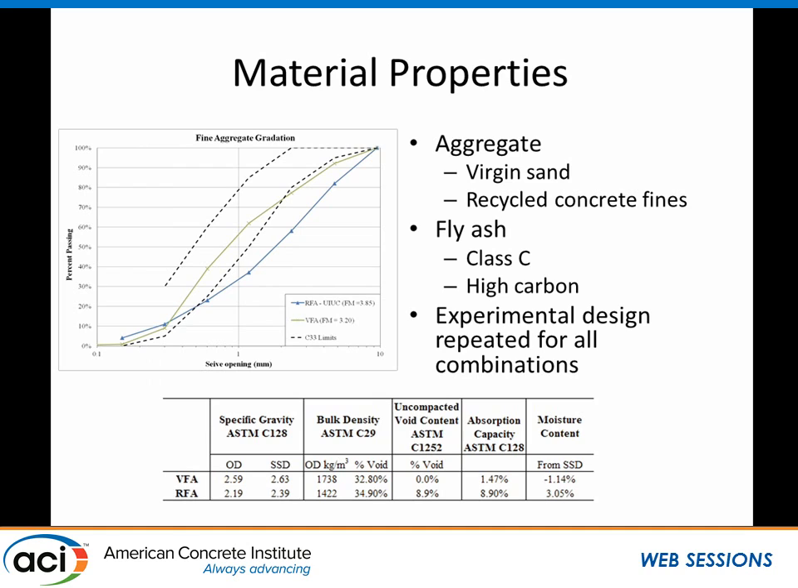So our materials that we're using, in terms of aggregate, we have our sand and our recycled concrete fines that we're going to contrast in this experimental program. We're using a Class C fly ash, and we're using experimental design for a variety of combinations that are delineated down here at the bottom. So there's a number of things happening again and again in this particular program.